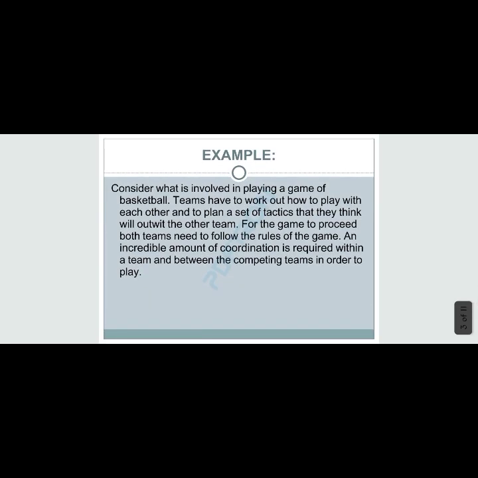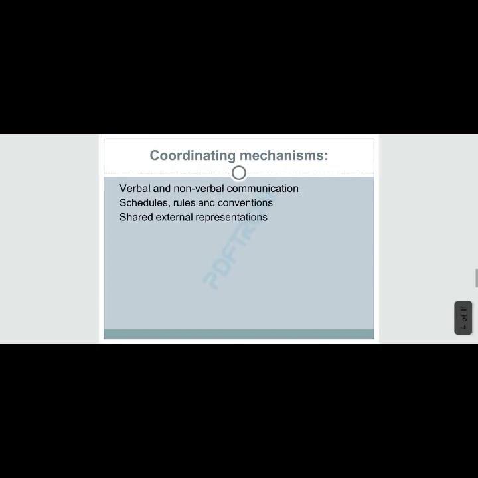So, for example, consider what is involved in playing a game of basketball. Teams have to work out how to play with each other and to plan a set of tactics that they think will outwit the other team. For the game to proceed, both teams need to follow the rules of the game. An incredible amount of coordination is required within a team and between the competing teams in order to play.